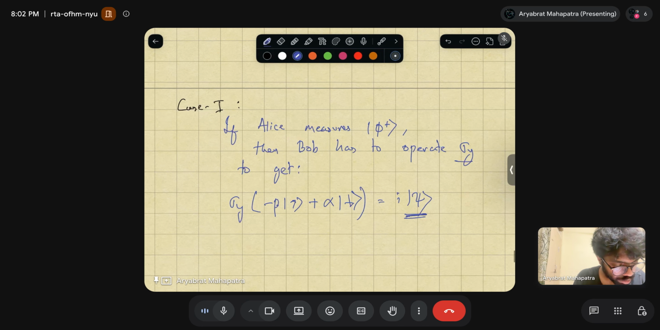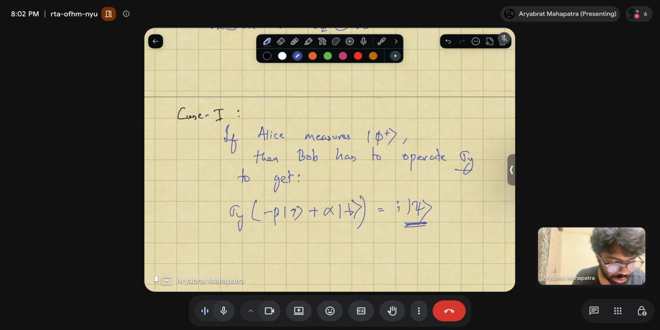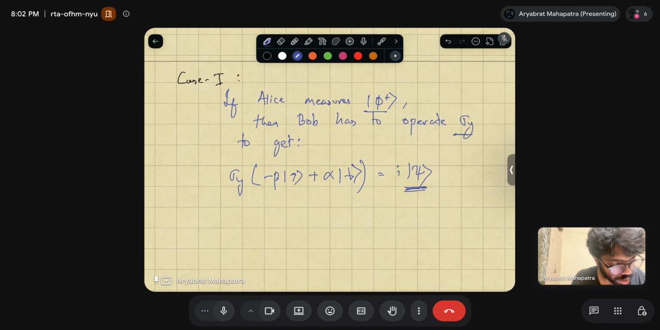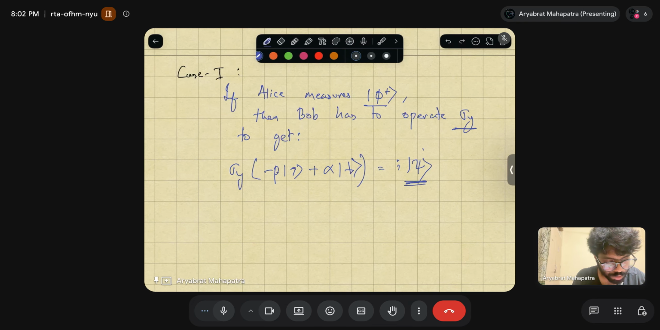So what Alice has to do, without knowing what psi is, is just find out what her measurement gives. If her measurement gives phi plus, then she just has to communicate to Bob that he has to make a measurement of sigma y to get the quantum information which she wants to communicate. And in the same way, there will be other cases.